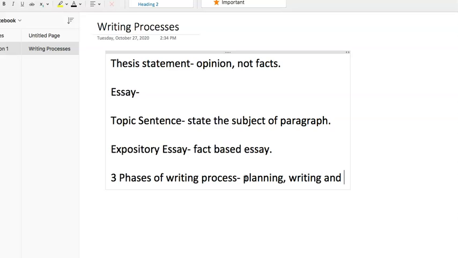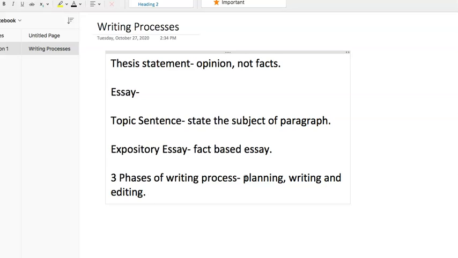and editing. And you could get asked a little bit more detail about that as a possible multiple choice question. For example, which phase is the outline in? Is that planning, writing, or editing? The answer on that one, the outline, is part of the planning stage.